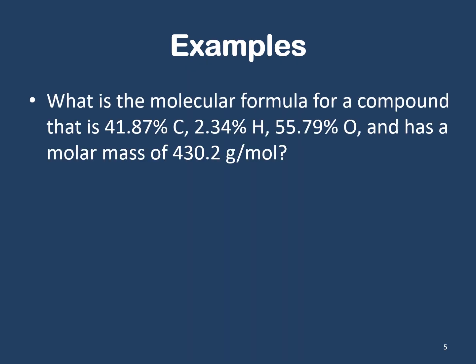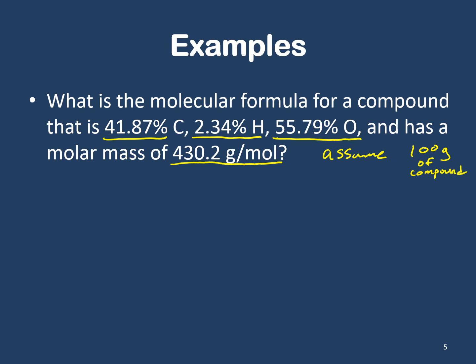Okay, so let's do an example problem. What is the molecular formula for a compound that is 41.87% carbon, 2.34% hydrogen, 55.79% oxygen, and has a molar mass of 430.2 grams per mole? So here we need to first assume a mass of compound. I'm going to assume we have 100 grams of compound.